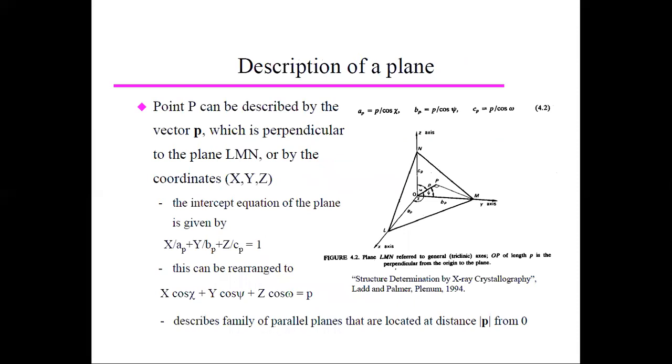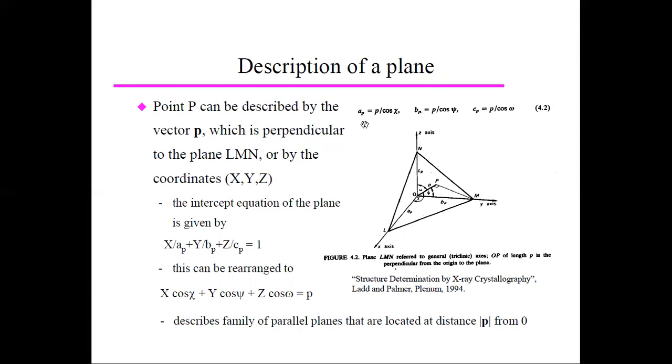So this is a description of the plane. This is a plane in which the point P can be described by the vector which is perpendicular to the plane, that is L, M and N. So we will use the L, M and N plane in which the coordinates are X, Y, Z. The intercept equation of the plane is given by X by A, Y by B, then Z by C. This can be arranged as X cos alpha plus Y cos phi and Z cos omega. This is the parallel plane in which they locate the distance at different angles.